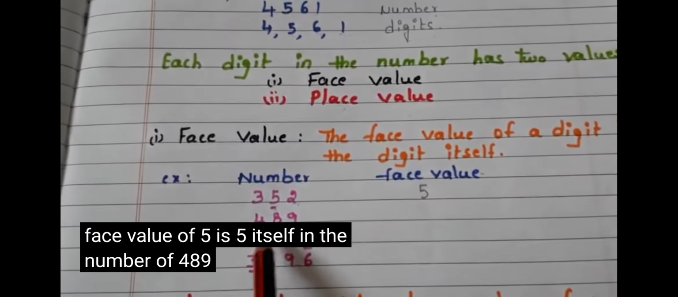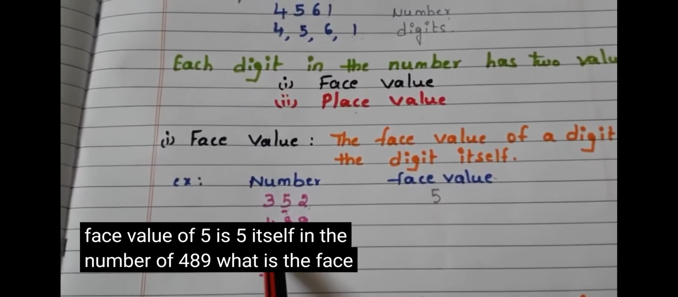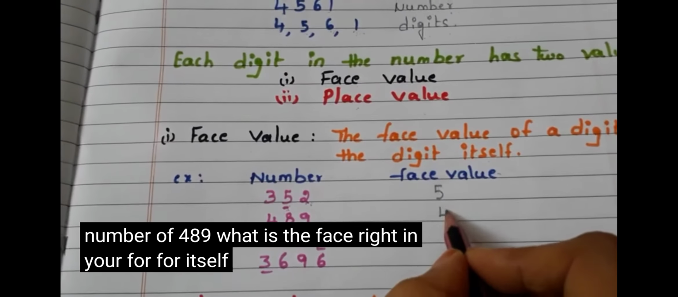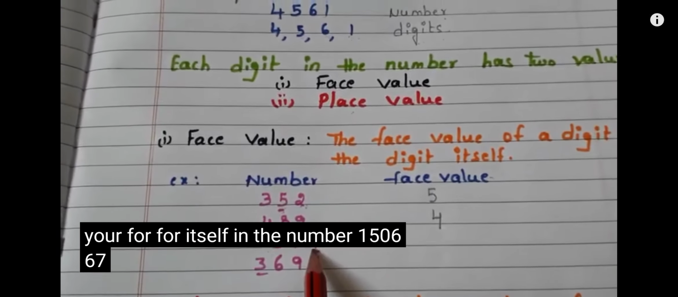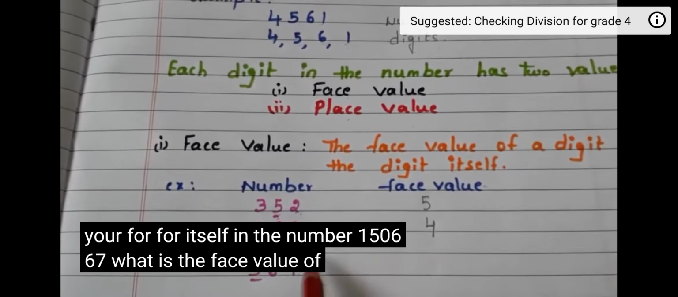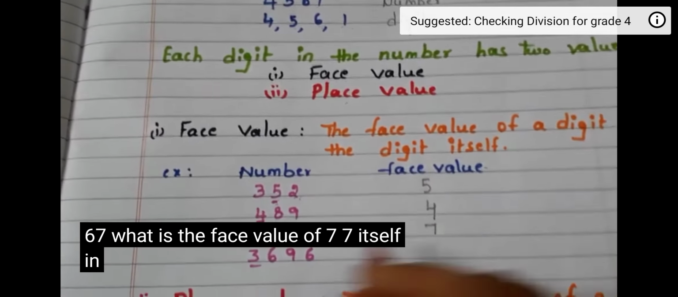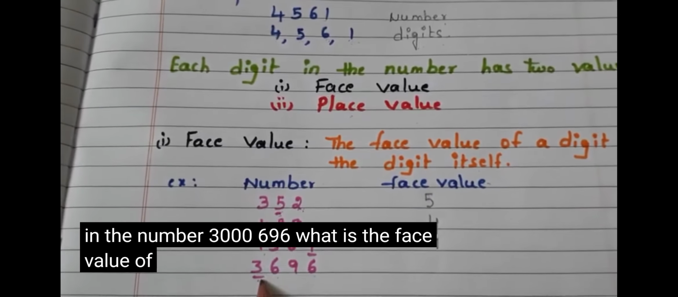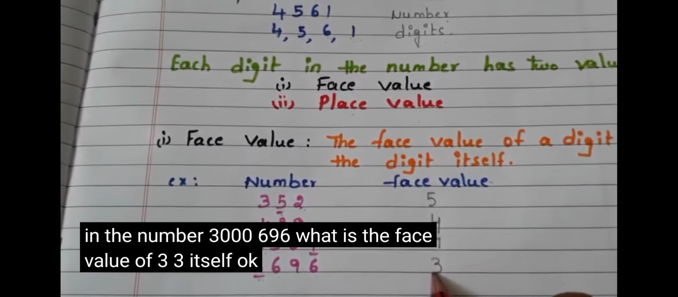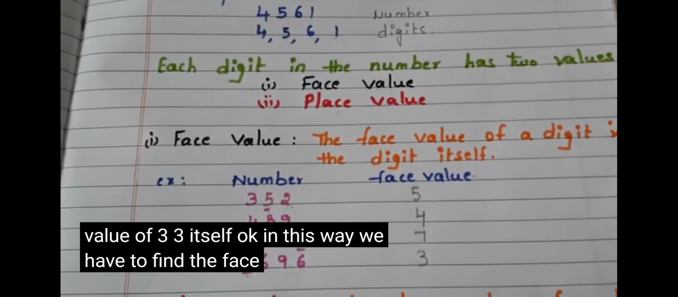In the number 489, what is the face value of 4? 4 itself. In the number 1567, what is the face value of 7? 7 itself. In the number 3696, what is the face value of 3? 3 itself. Okay, in this way we have to find the face value.